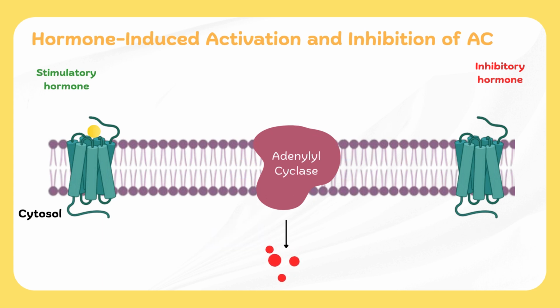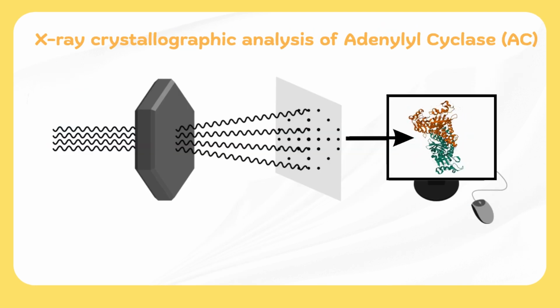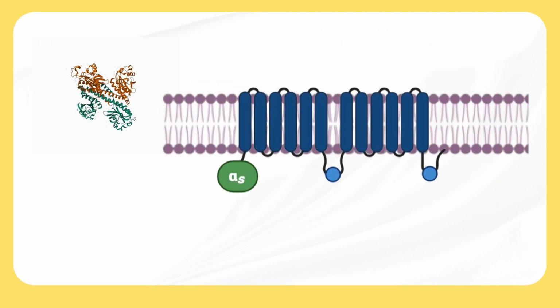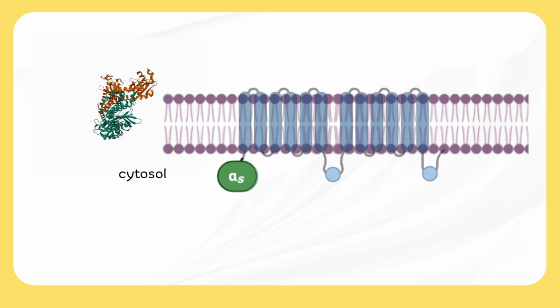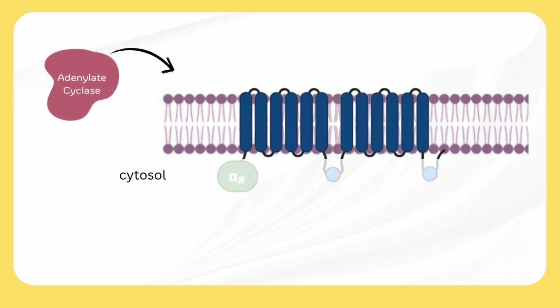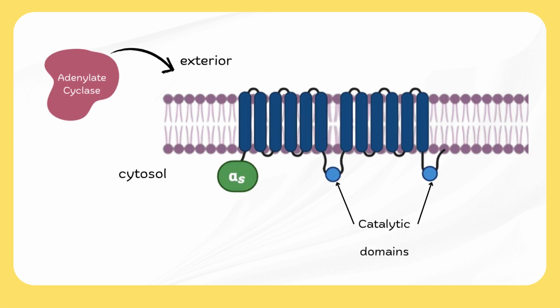On the other hand, when a ligand binds to receptors coupled with the inhibitory G protein, G-alpha I, adenylate cyclase activity is reduced, producing less cAMP. X-ray crystallographic analysis has pinpointed the regions in G-alpha S.GTP that interact with adenylyl cyclase. This enzyme is a multi-pass transmembrane protein with two large cytosolic domains, each of which is a catalytic domain that binds ATP and converts it to cAMP.